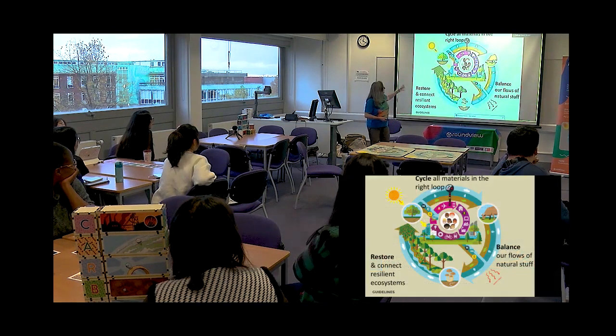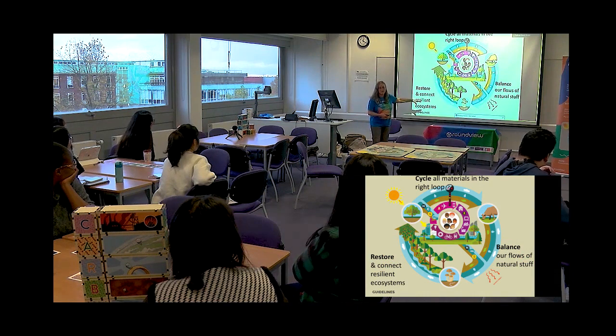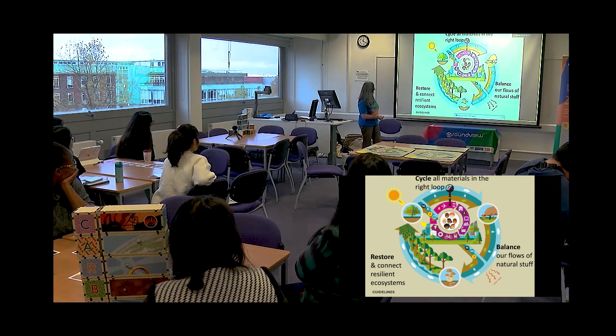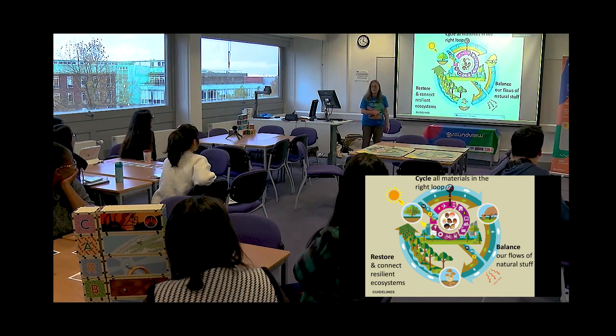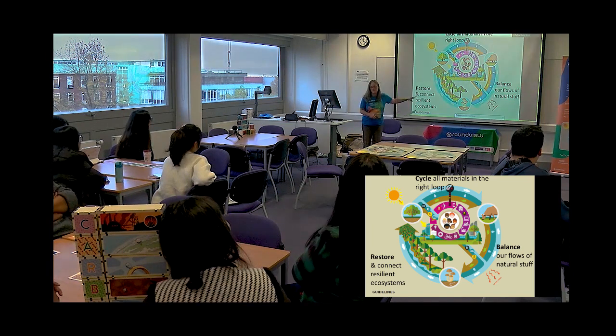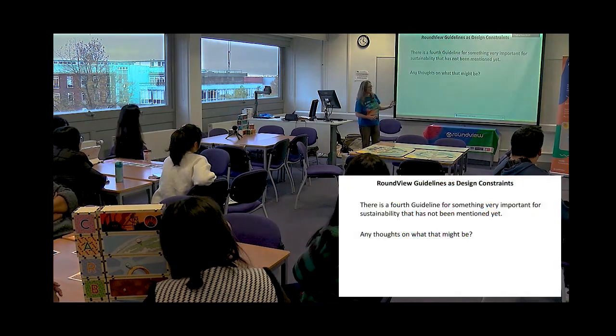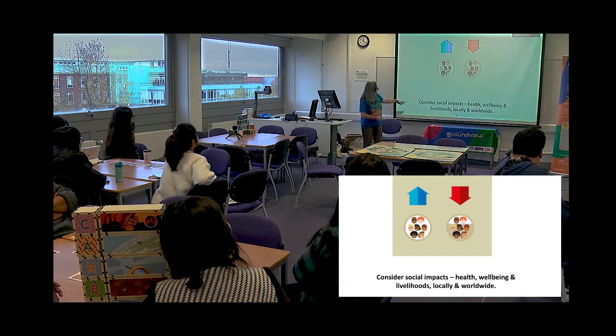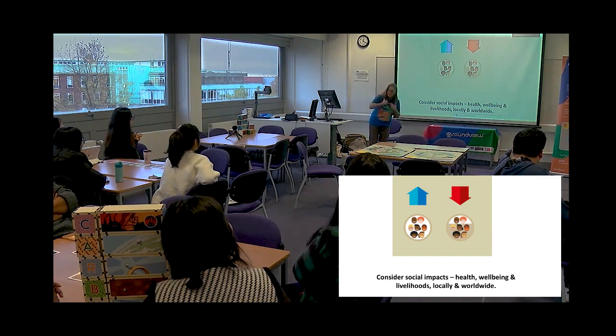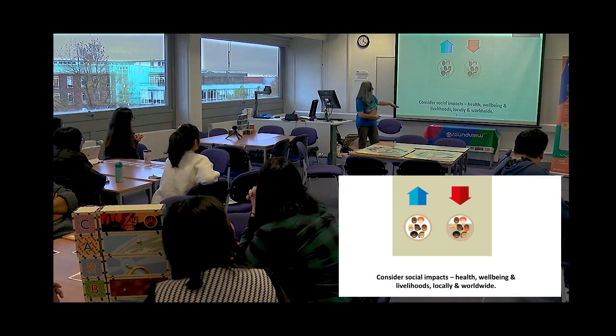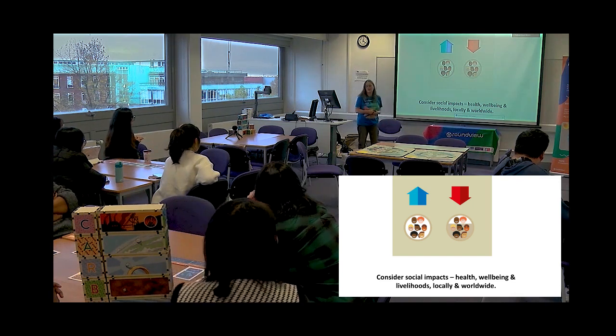If we understand the root causes of all environmental problems, we know their opposites. And then all we need to do is design our systems so that they restore and connect ecosystems, cycle all materials in the right loop, and balance our flows. There's one other thing that we might need to consider. Any thoughts what that is? We also need to consider the impact on people. All right. So what are the other social impacts? That's justice. Who is benefiting? Who has enough? So we're part of the system. We also need to consider the impact on our health, well-being, livelihoods, locally and worldwide.